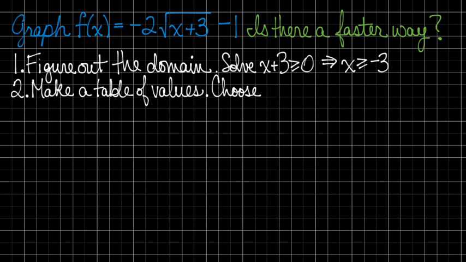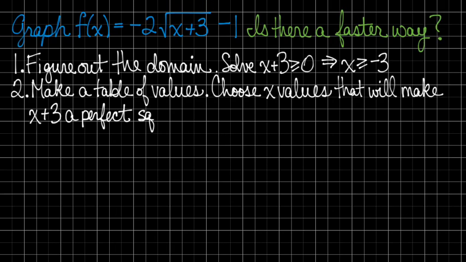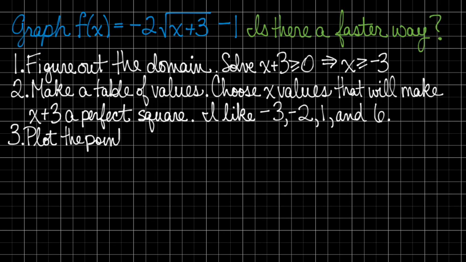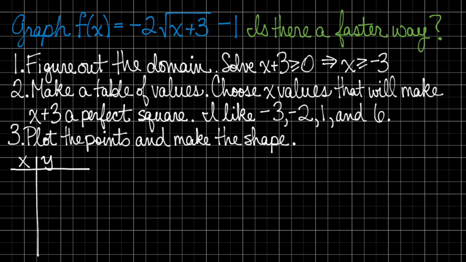Once you figure out the domain, we're just going to make a table of values. Here's the secret. I need x values that make x plus 3 a perfect square. I want that to be equal to 0, 1, 4, 9. I can reverse engineer and pick x's that make easy y's come out, which is really cool. So I'm going to pick negative 3, negative 2, 1, and 6. After I'm done making my table, I'm going to plot those points and just connect them, make the shape.